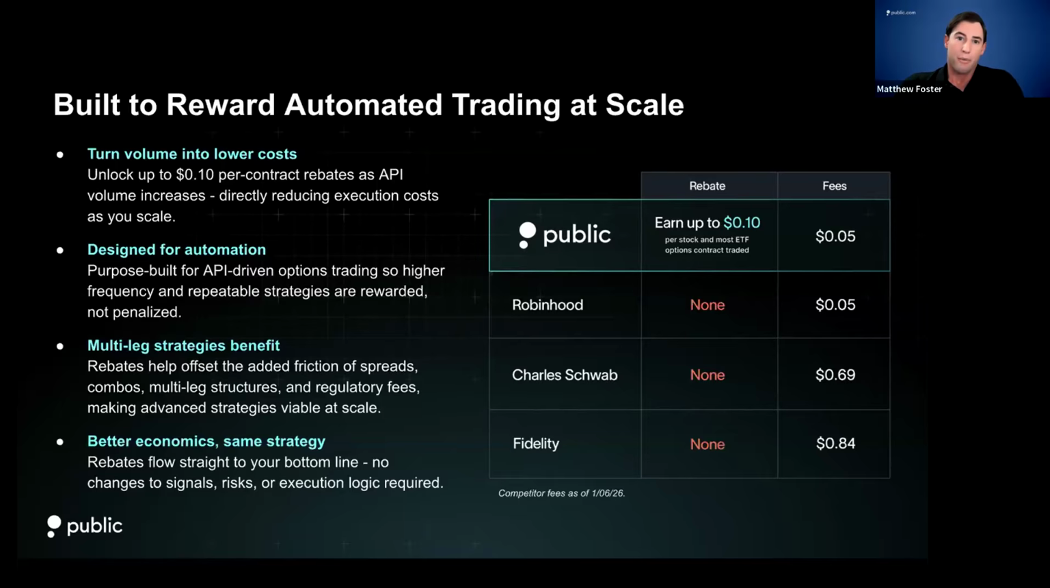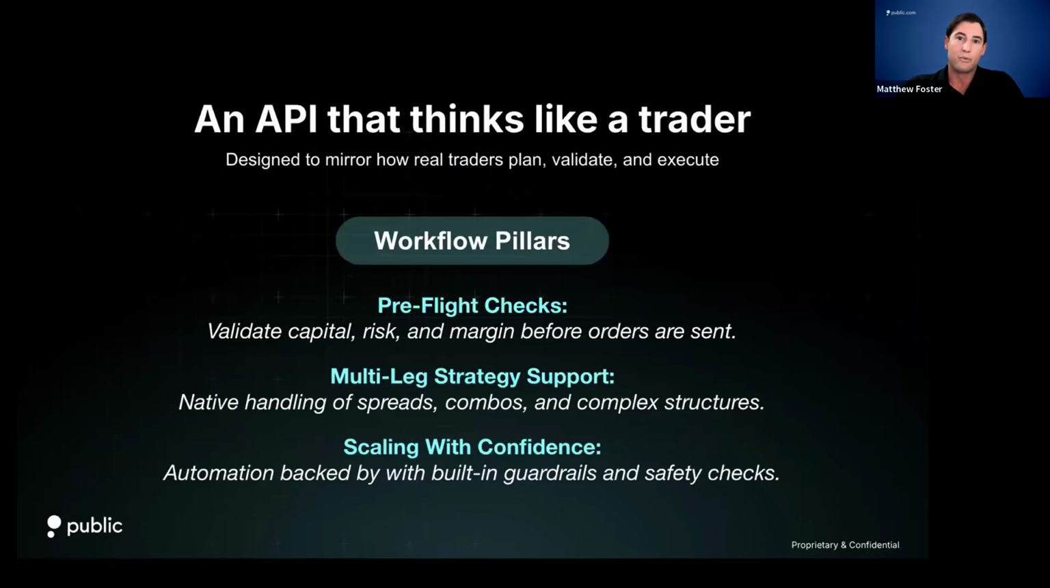And how we describe this is an API that really thinks like a trader, because it's mirroring how real traders plan and execute. The first pillar here is pre-flight checks. So this means validating your capital, your margin, and your risk before you're sending orders. And the second pillar is native multi-leg strategy support. So handling spreads and complex structures as a single unit.